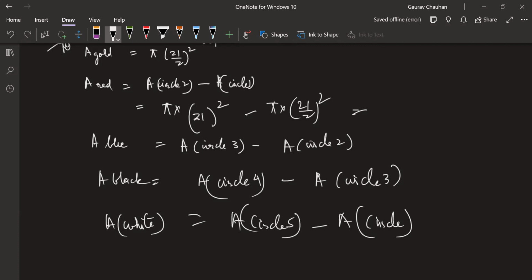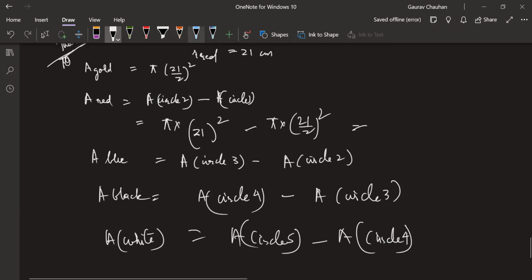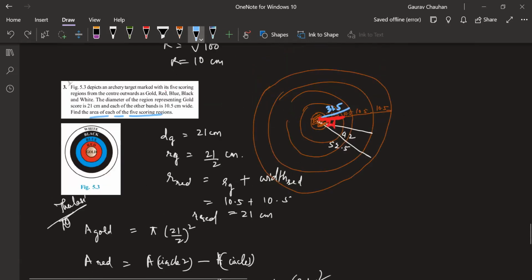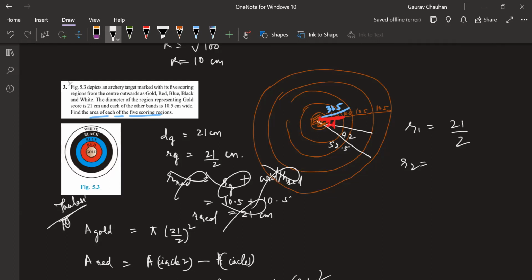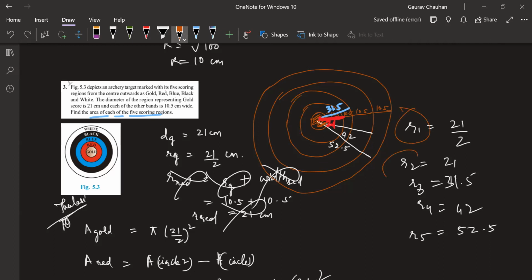Before you write all of this, you should make clear at the beginning: radius 1 is equal to 21 by 2. Radius 2 is not radius of red actually, you can write it as radius 2, equal to 21. Radius 3 is equal to 31.5. Radius 4 is equal to 42 and radius 5 is equal to 52.5. You must write this in the beginning, so that when you say circle 1, circle 2, it is not confusing to who is reading the answer. So that your circle 1 is matching with radius 1, your circle 2 is matching with radius 2.